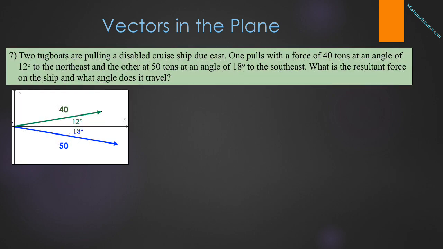The first thing we do is draw a realistic picture as to what is occurring. We place the cruise ship at the origin, and we draw our two vectors. The vector of 40 is at an angle of 12 degrees and will be north, and the vector that is 50 tons will be south at an angle of 18 degrees.